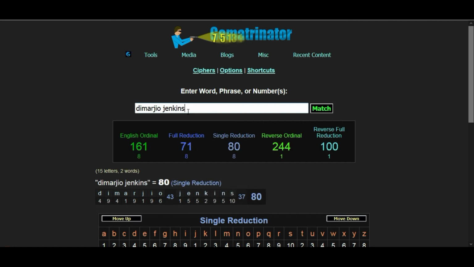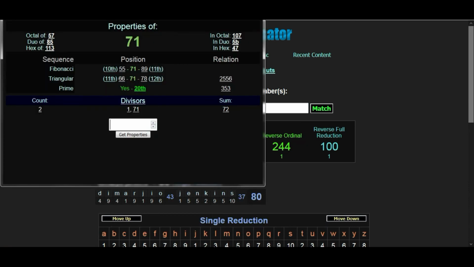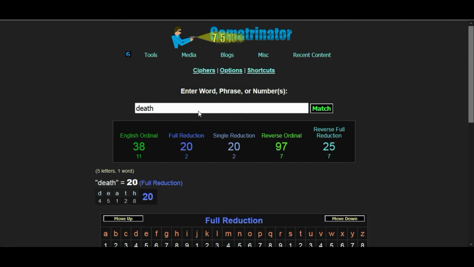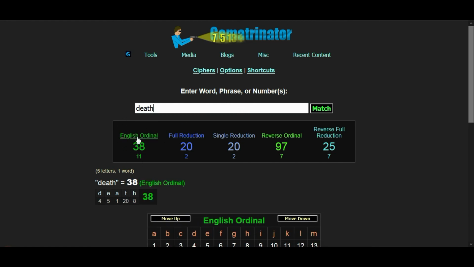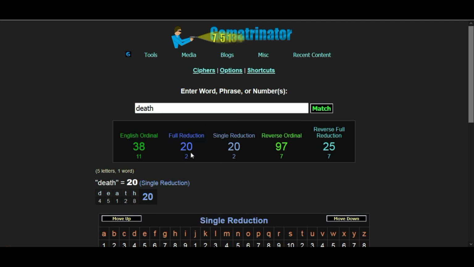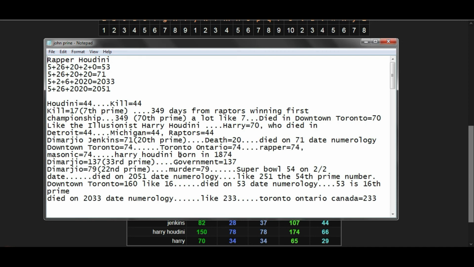Demario Jenkins. Notice the 71. 71 is the 20th prime number. Just like death is 20 in the most pure cipher. Also notice the 38 just like the murder. Death is 20, which is why you're seeing a lot of death in 2020. A lot of death in 2020. Also, if you look at, let me see, one more thing I wanted to go over. All right. And also Masonic equals 74 here. As you can see in my notes, Masonic 74. Government 137, just like his first name, 137, the 33rd prime number.